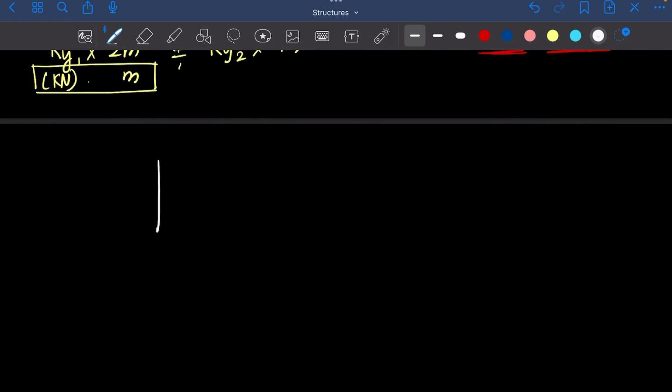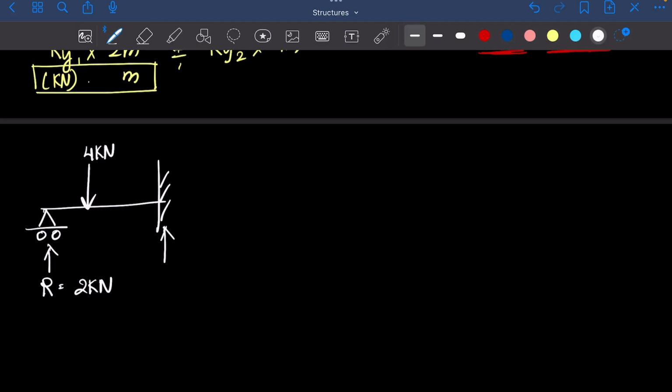First question, a very basic question. Suppose this is my fixed beam and it also has a roller support. And it also has a reaction R of suppose 2 kilonewton. Fine. It has a point load 4 kilonewton. What would be the vertical reaction at this point? Let's say this is A, this is B, this is C. What would be the reaction RA? RA ka reaction kya hoga? You can pause the video, try it on your own.